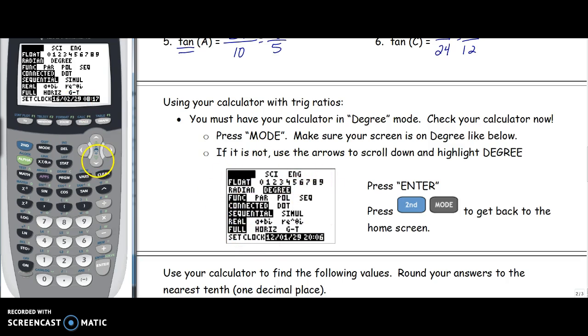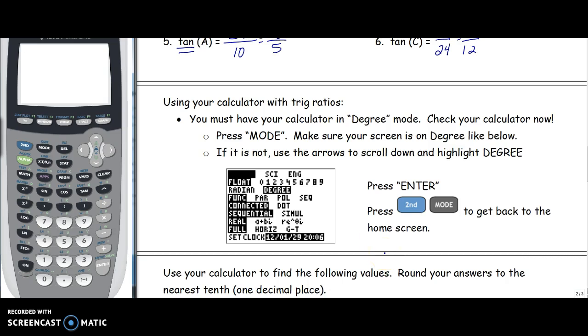Mine isn't there, mine's in radians. So I'm going to arrow down so radian is flashing, and then I'm going to arrow over so now degree is flashing and hit enter. Okay, once you have degree, to get out of here, you hit second mode, which is second quit, and now we're back into our normal screen.